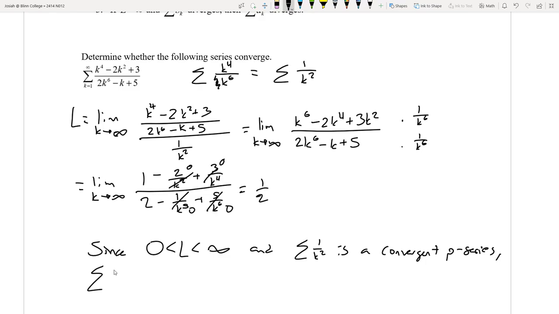Our problem series, k to the 4th minus 2k squared plus 3 over 2k to the 6th minus k plus 5, must converge by limit comparison test, LCT. So it makes pretty quick work as long as we're comfortable enough with limits. So I think we can tell which of these comparison tests we kind of prefer.